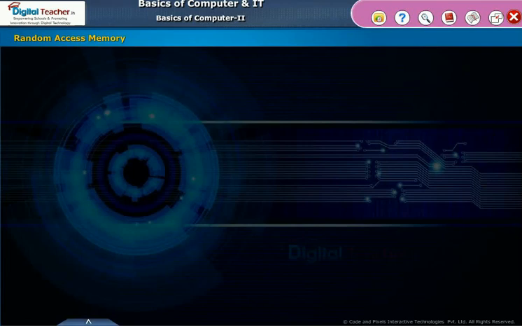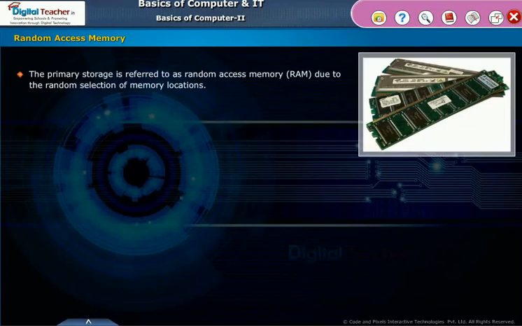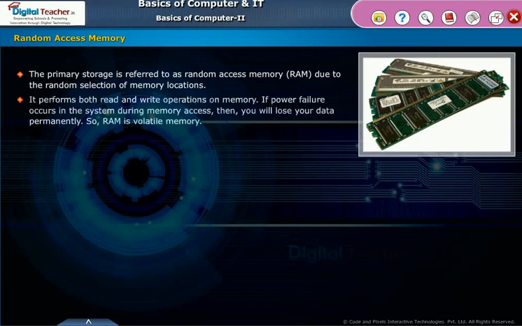Random access memory. The primary storage is referred to as random access memory, RAM, due to the random selection of memory locations. It performs both read and write operations on memory. If power failure occurs in the system during memory access, then you will lose your data permanently. So RAM is volatile memory.